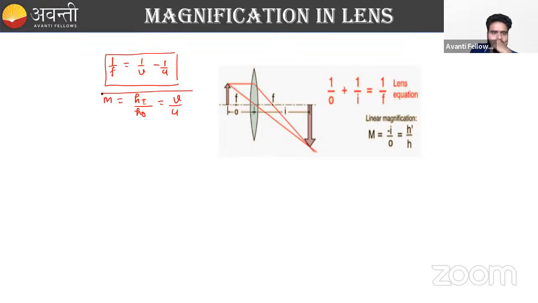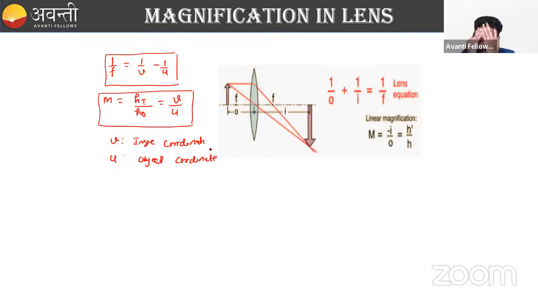What is v here? v is the image coordinate and u is the object coordinate. Sometimes the magnification is given, the object distance is also given, and we have to find the image distance. So by using this formula, we can easily find the image distance.